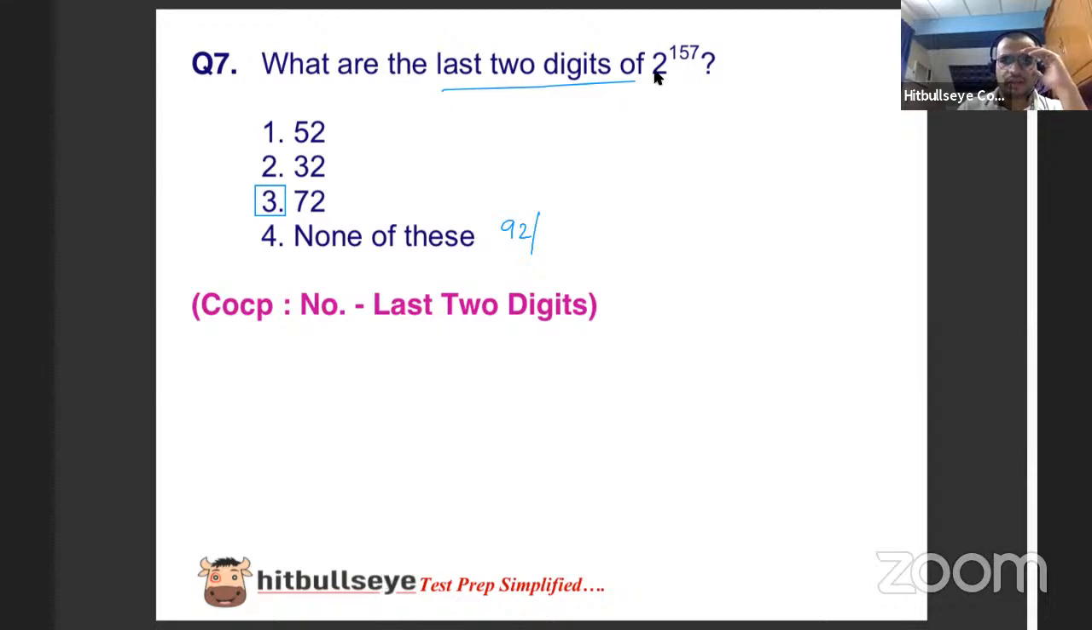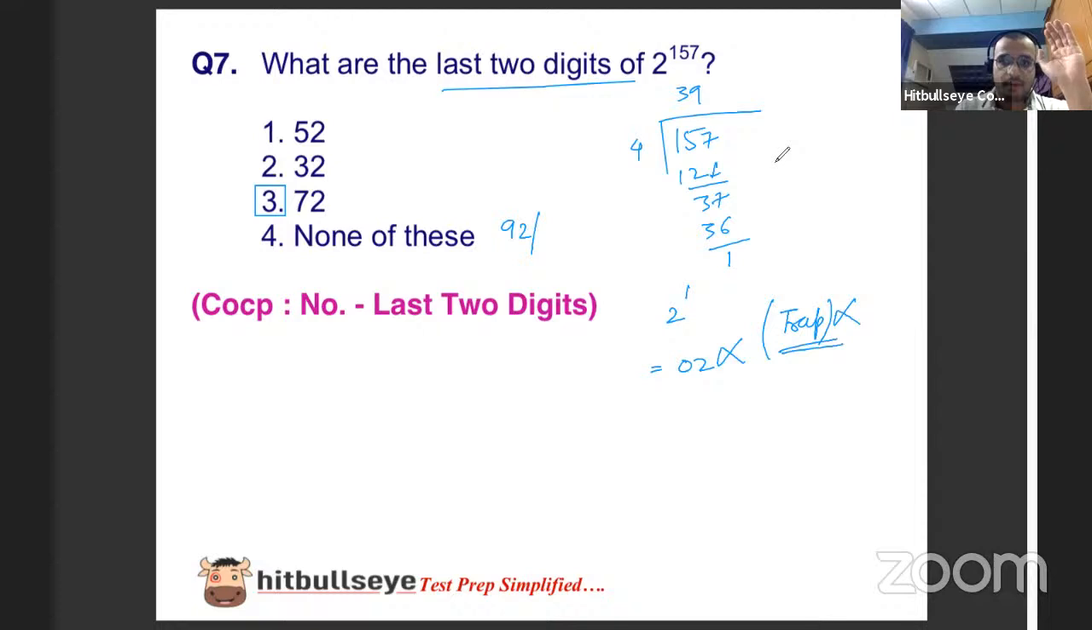One way to do it is, I know for 2 the cyclicity is 4. I will simply divide 157 by 4. 4 3s are 12, 37, 4 9s are 36. My remainder is 1. I will replace the remainder as 1 and say 2 to the power 1. I mean, this is one way to look at it, but this is a trap. No, this is not the right way.